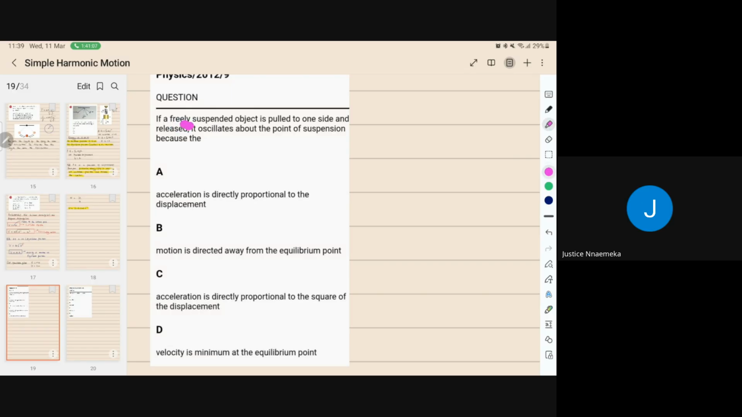The question says, if a freely suspended object is pulled to one side and released, it oscillates about the point of suspension because of what? It moves up and down because acceleration is directly proportional to the displacement. We've explained this before, right, when we introduced our lessons. Is that okay now?